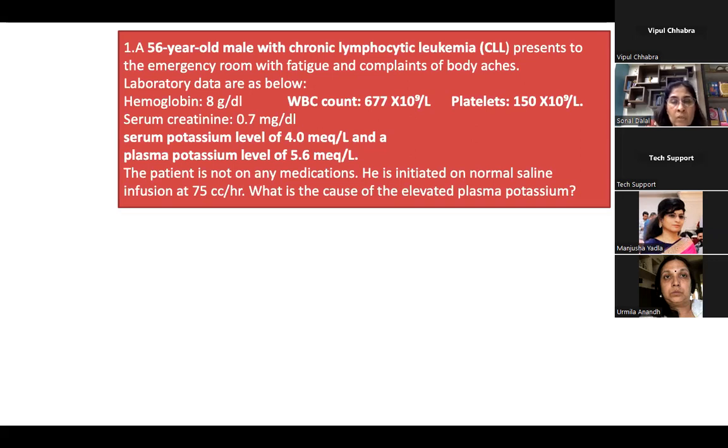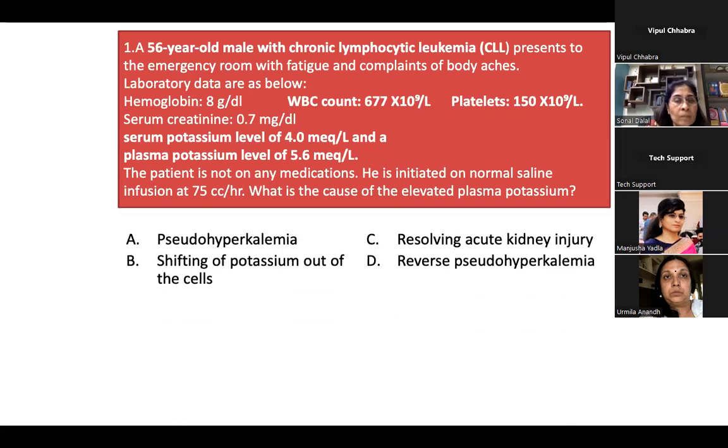What is the cause of elevated plasma potassium? Option A, pseudohyperkalemia. Option B, shifting of potassium out of the cells. Option C, resolving acute kidney injury. And option D, reverse pseudohyperkalemia. Your time starts now.